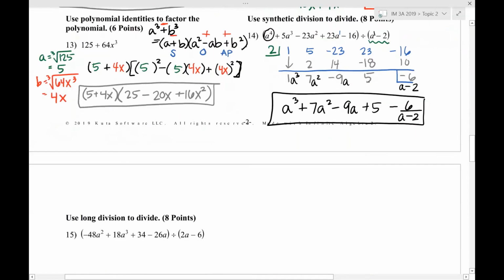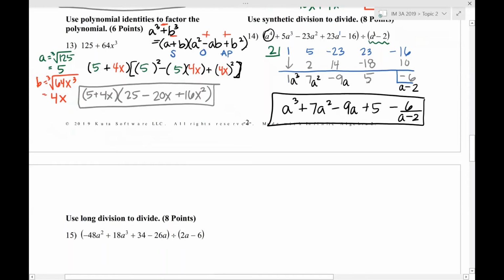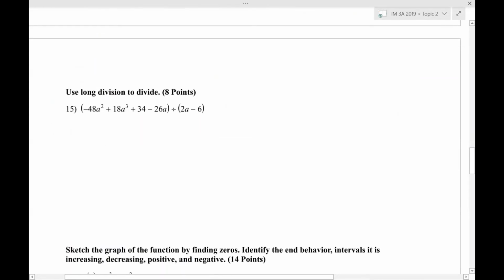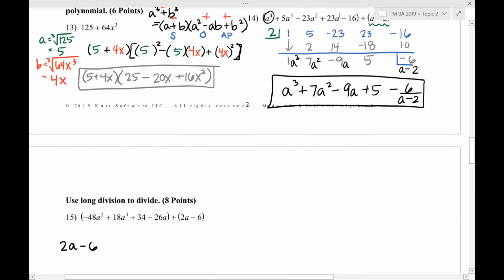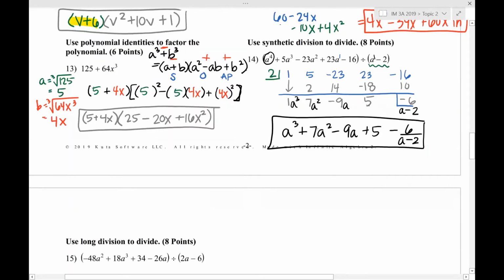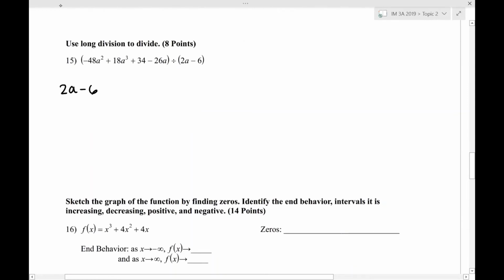So that one was synthetic division. Again, it told us to, so notice the directions are going to be the same on the test. Then this one is long division. Even though our divisor is linear, because that's a leading coefficient of 2, we have to use long division anyway, so we couldn't even use synthetic to check our answer. Versus for 14, you could divide using long division just to double check that your synthetic is correct. So that's a good way to double check your answer if you have time.